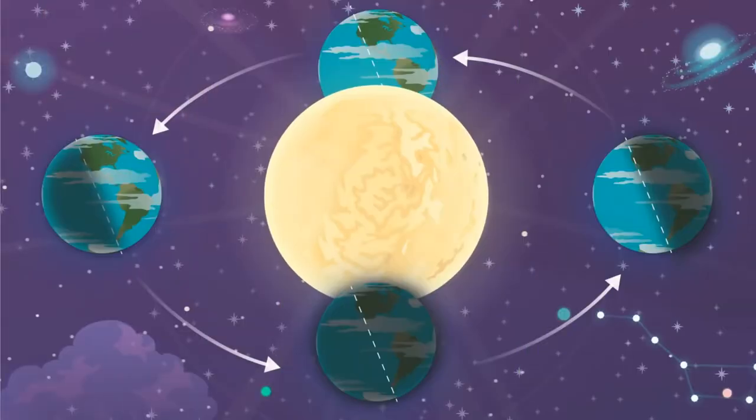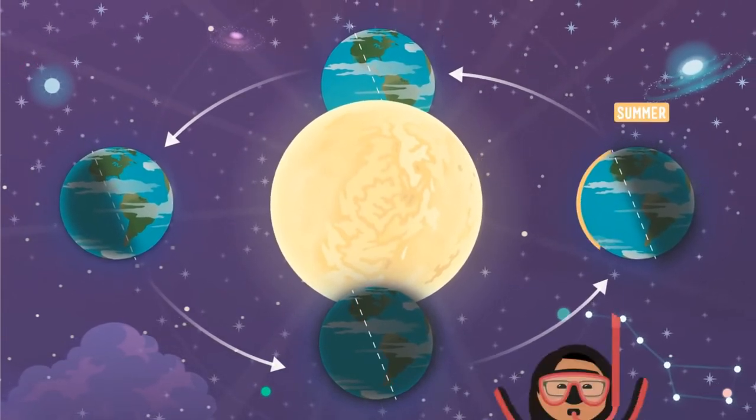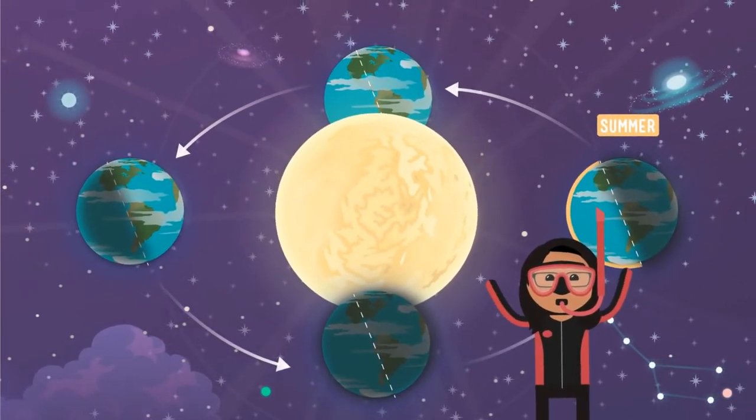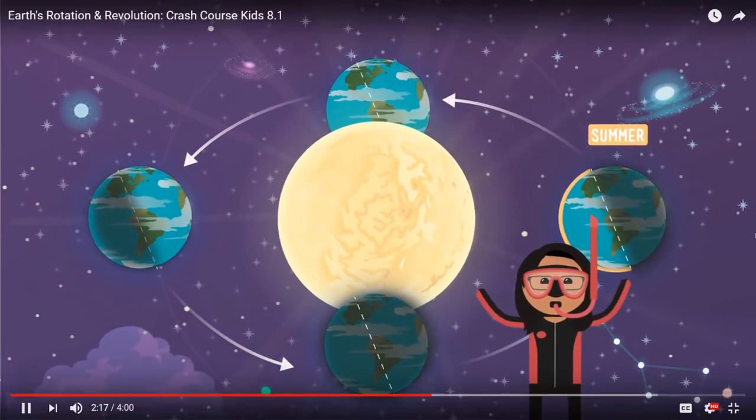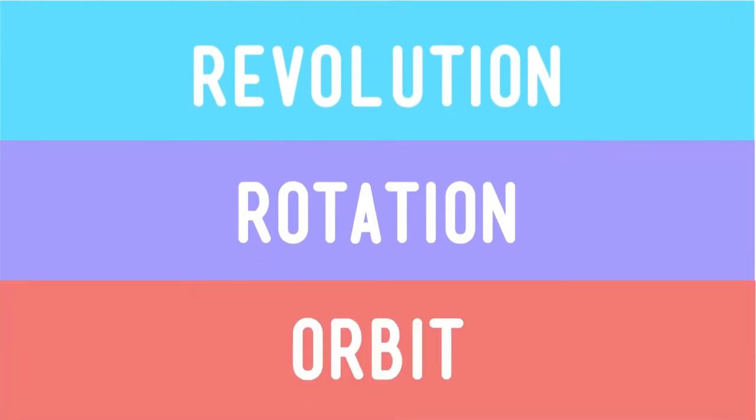When the part of the world that you're living in is leaning towards the Sun, it's warm and the days are long. Summer. When you're on the part that's leaning away from the Sun, it's cold and the days are short. Winter. In between, it's spring or autumn. If the Earth weren't tilted, we would have the same season all year long. So, revolution, rotation, orbit. Is your head spinning? Let's do a demonstration to shed a little light on these concepts.